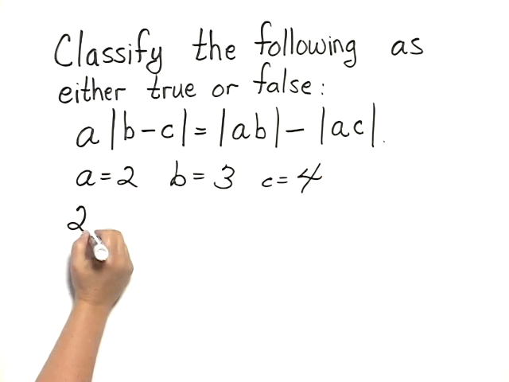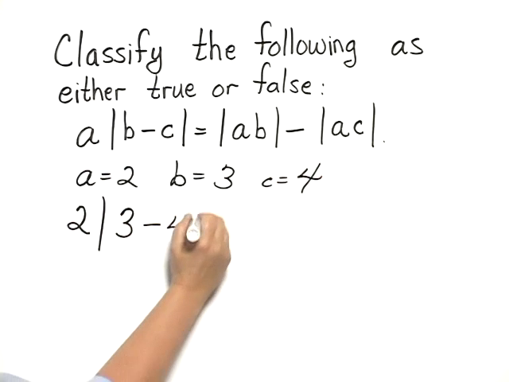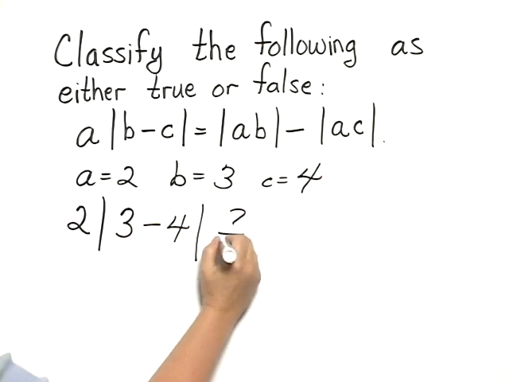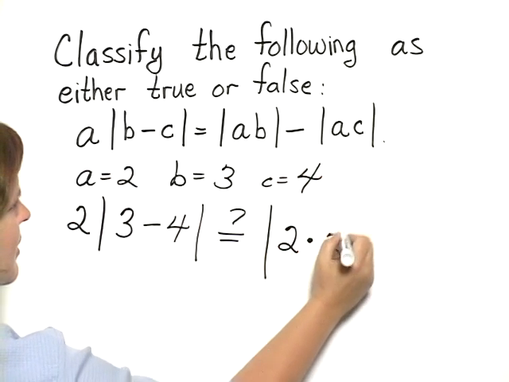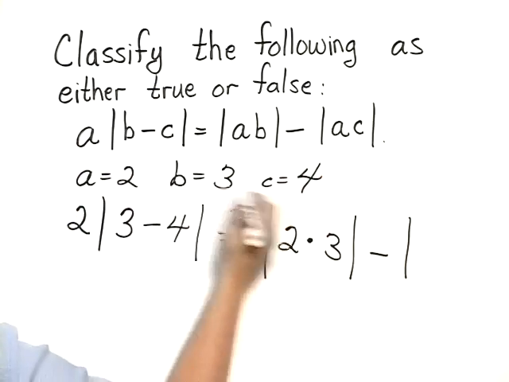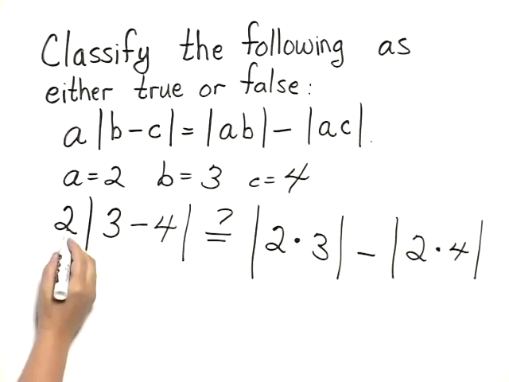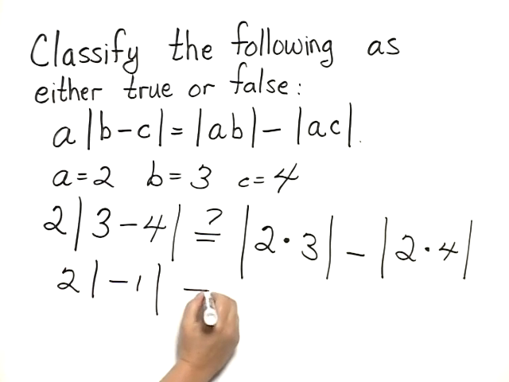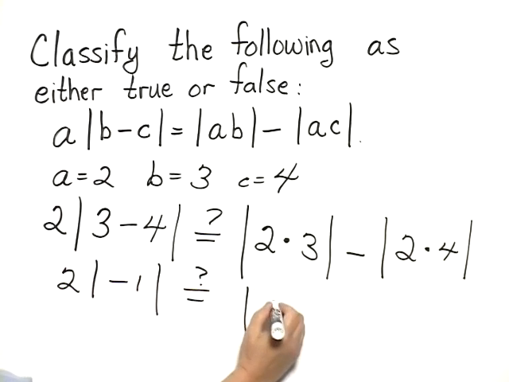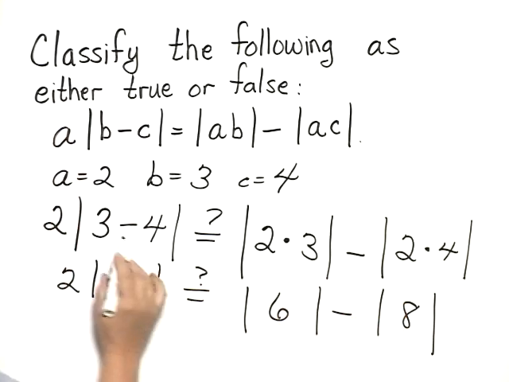We put in 2 for A, and then 3 for B, and 4 for C. Now we want to know if that is equal to the absolute value of A times B minus the absolute value of A times C. Well, let's see, this is 2 times the absolute value of -1, and we want to know if that equals the absolute value of 6 minus the absolute value of 8. And I did the calculations inside each set of absolute value signs.